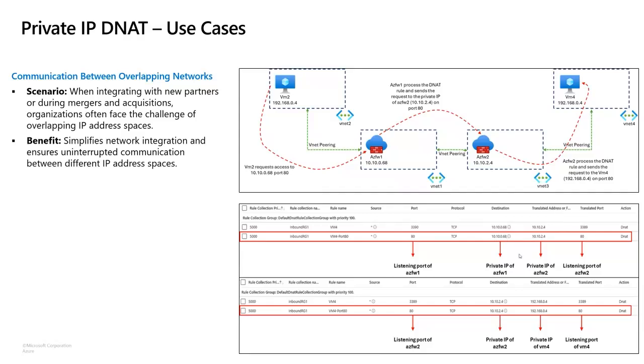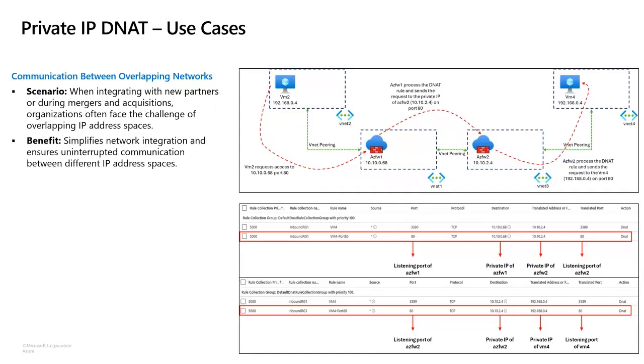The translated address or FQDN is going to be the IP address of our second file, the 10.10.2.4, which you can see here, they correlate. The translated port is port 80. In terms of the second file, you can see it's listening again on port 80. This is its private IP address. So this is the destination whereby this traffic is being sent. This is the private IP of the virtual machine 4, and it's listening on port 80. So with this, we've seen the first use case, how we're able to establish the communication between these overlapping networks.